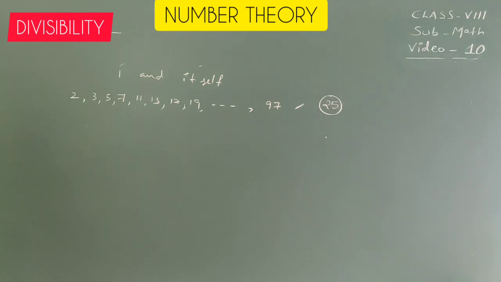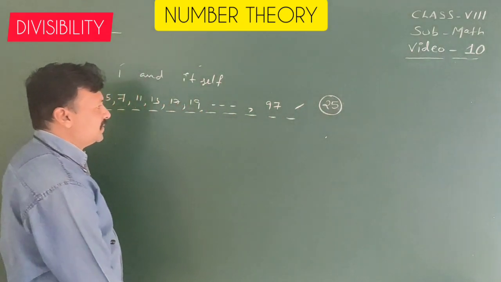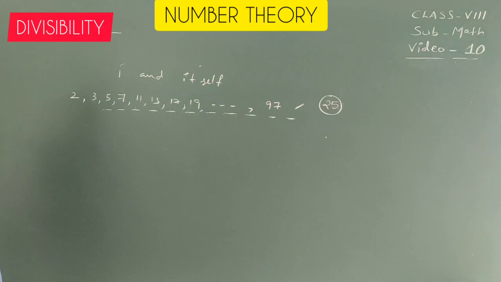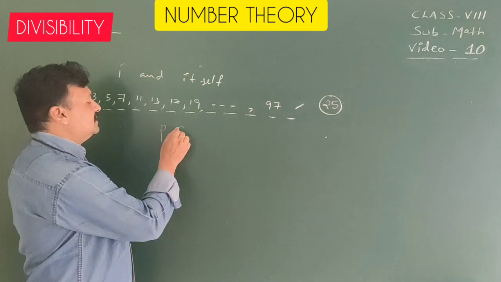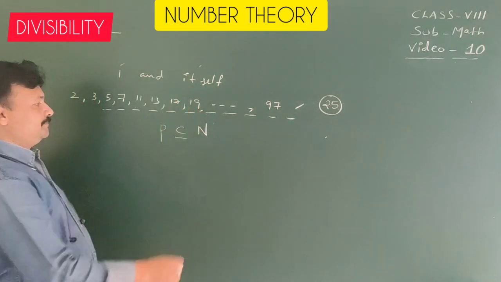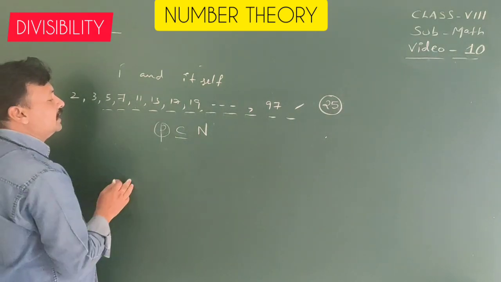Next, the second one: the set of primes is a subset of the set of natural numbers. These also belong to natural numbers. That's why the set of primes is a subset of natural numbers. Consider P is the set of primes, which is a subset of natural numbers. Next, the set of primes is infinite.